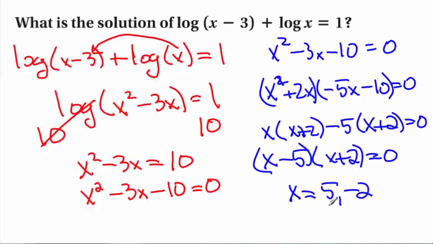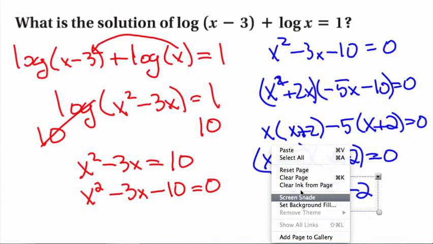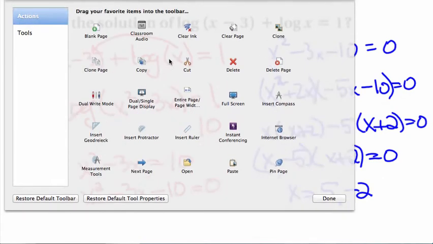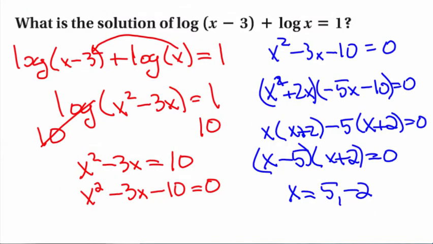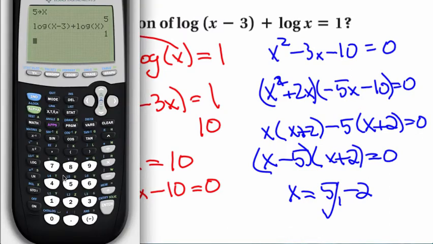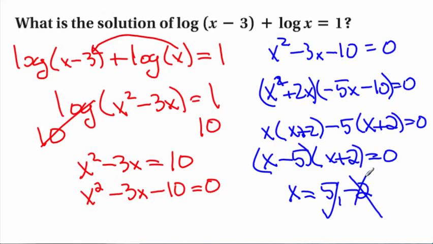So 5 checked out. Now let's do negative 2. I'm going to take negative 2 store x. I'm going to use the command second enter to bring back up what I previously typed in. And I get a non-real answer. So negative 2 did not check out. Negative 2 is not actually a solution. So it's just 5. So when you get multiple answers, make sure you check them because one of them may not work.